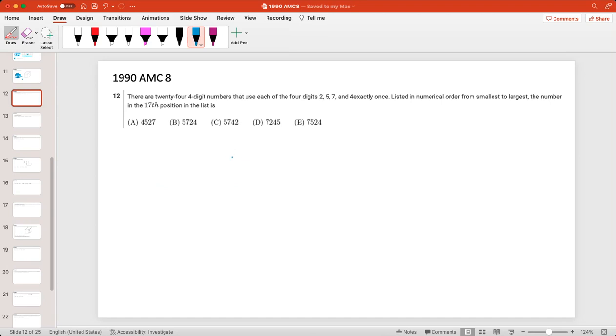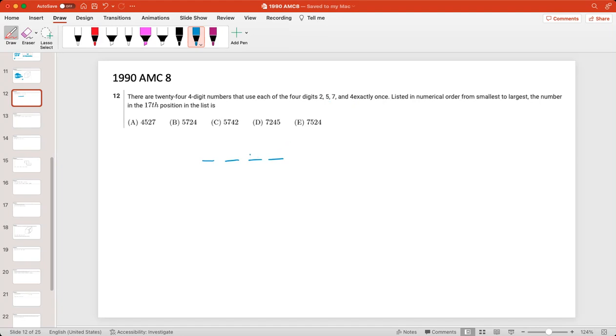There are 24 four-digit numbers that use each of the four digits 2, 5, 7, and 4 exactly once. Listed in numerical order from smallest to largest, the number in the 17th position in the list is. See, again, we are getting more and more tricky questions, but not difficult. We have a four-digit number. Now, we are going to list the numbers in numerical order. That's what it says, right? And we are going to have only these four digits and they are unique in the number.